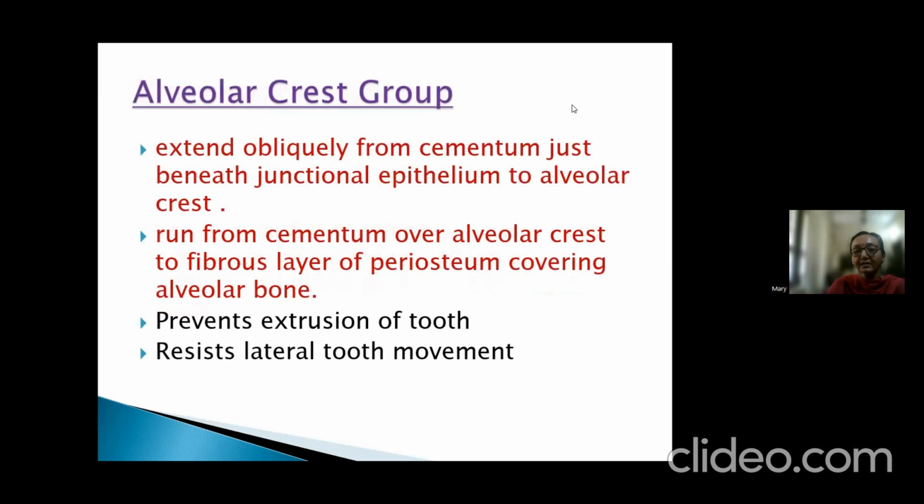Then the alveolar crestal group, they extend obliquely from the cementum just beneath the junctional epithelium to the alveolar crest. They run from the cementum over the alveolar crest to the fibrous layer of periosteum covering the alveolar bone. The main function of the alveolar crestal group is to prevent extrusion of the tooth and to resist lateral tooth movement.